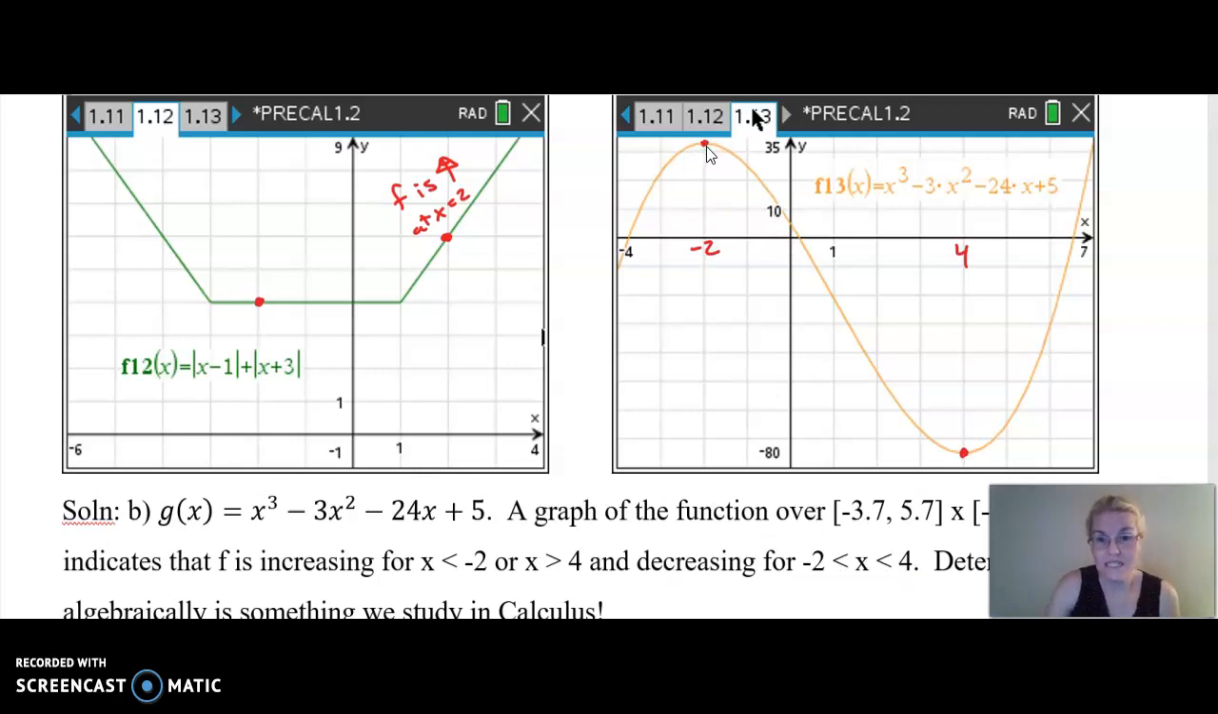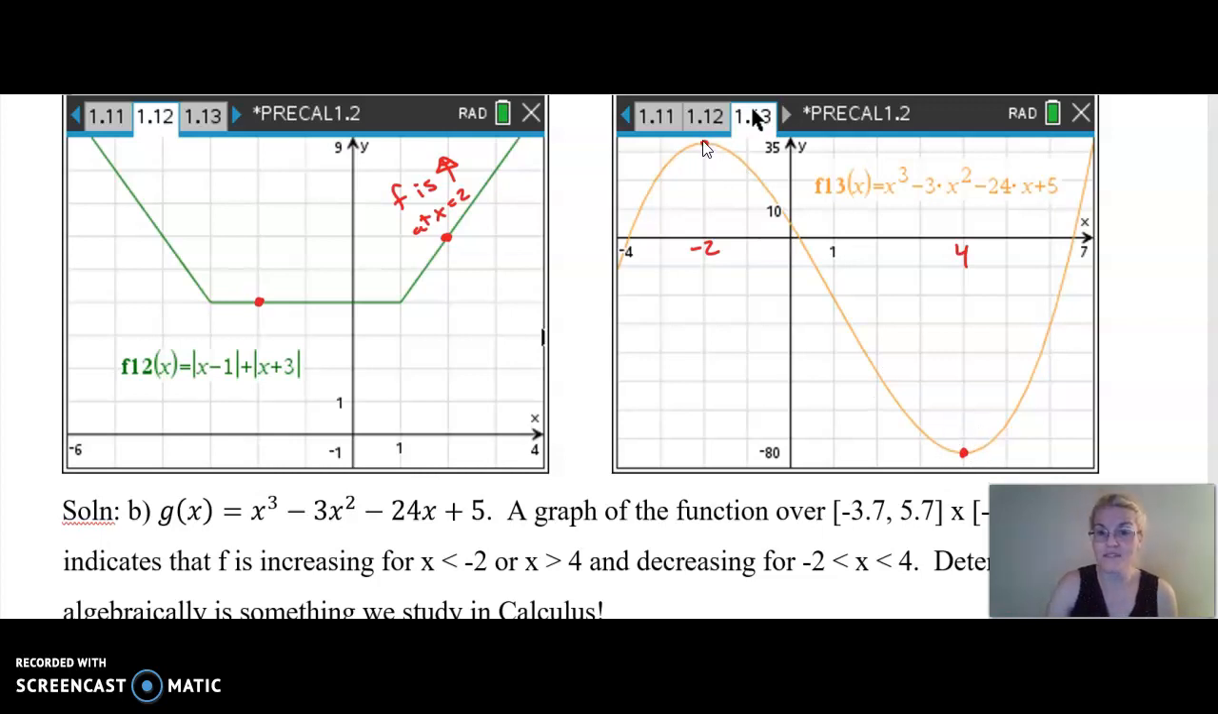So what do we say is happening at -2 here? Is f increasing? No. Is it decreasing? No. Is it constant? No. It's changing. This is where there's a change. And so this is a local max because it's bigger than all of the things right around it. This is a local min because it's lower. The y value is lower than all the y values right around it.